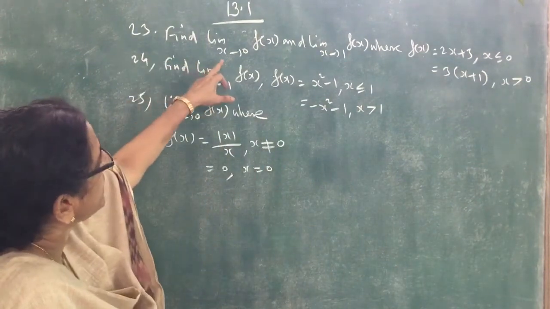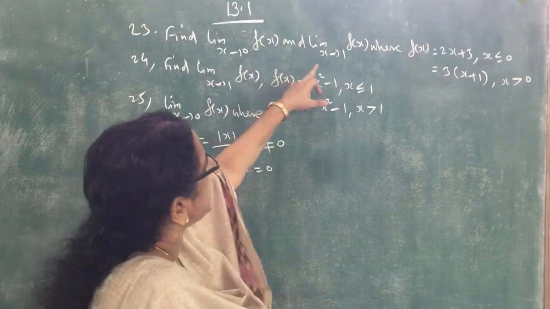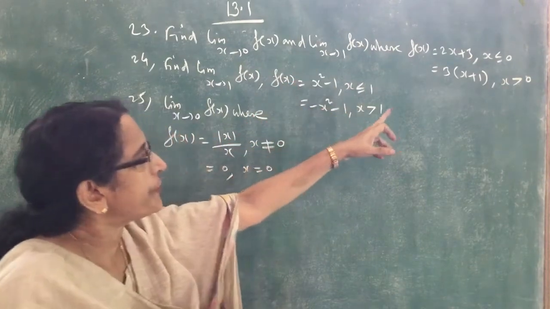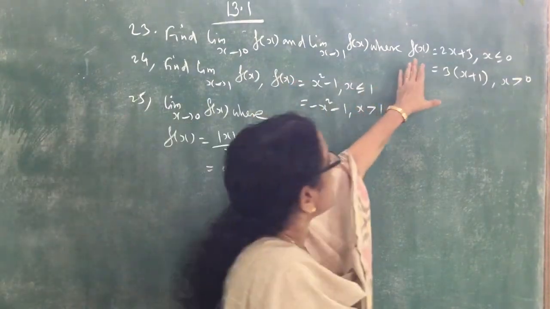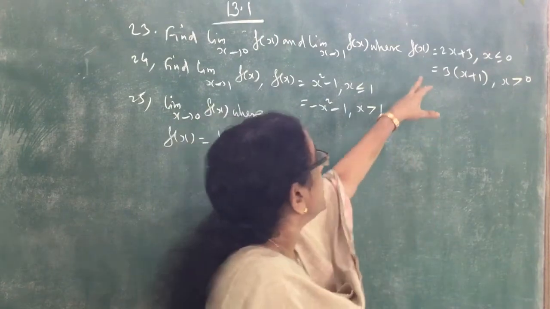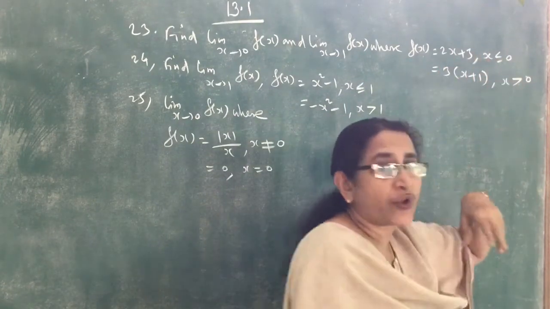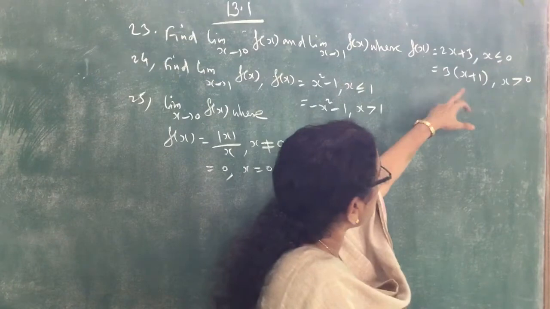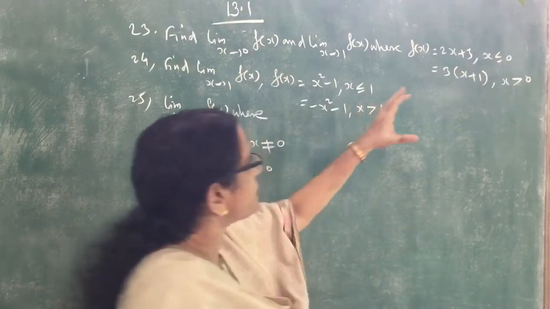23. Find limit x tends to 0 f of x and limit x tends to 1 f of x, where f of x is defined like this. So this is the function given, f of x: 2x plus 3 when x is less than or equal to 0 and 3 into x plus 1 when x is greater than 0. That is the function given.